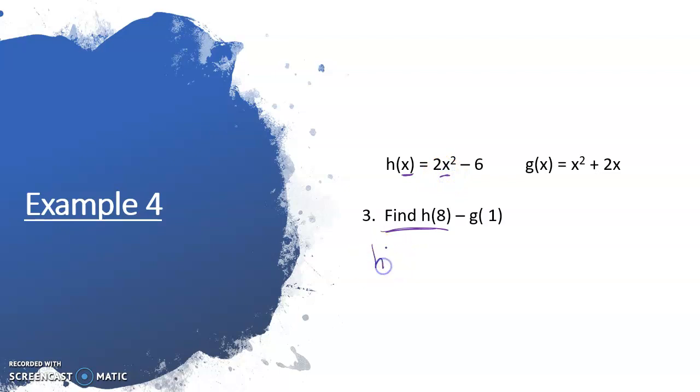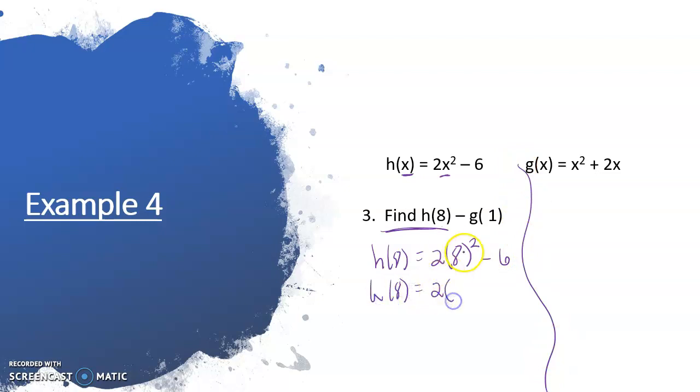So we're going to take 8, we're going to put it in function h everywhere there's an x. So I've got h of 8 equals 2 times 8 in parentheses squared minus 6. Okay. So h of 8 equals 2 times 8 squared is 8 times 8, which is 64, minus 6. H of 8 equals 2 times 64 is 128, minus 6. So h of 8 equals 128 minus 6 is 122. And again, you can use a calculator if necessary. All right, so there's h of 8.